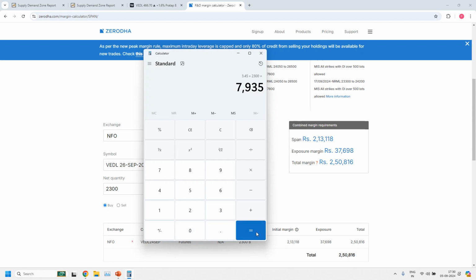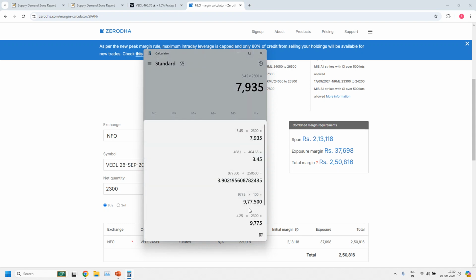2,300. You got 7,935. Earlier you got around 9,000 rupees profit. Now 7,935 is your profit. Because earlier profit is 9,775. Now current profit is 7,935.